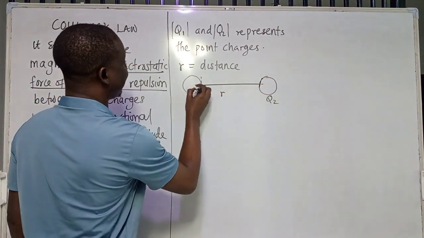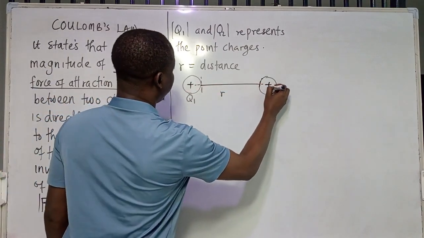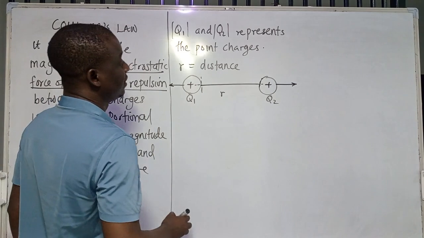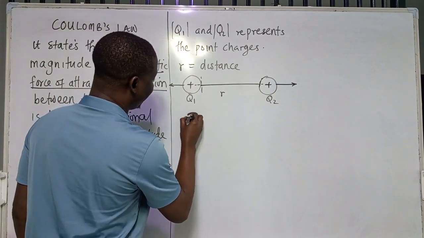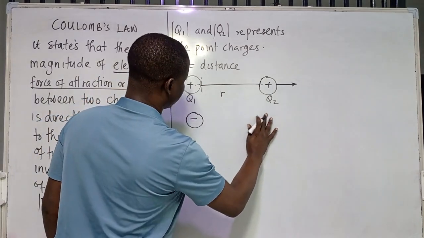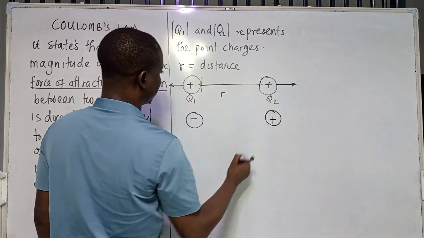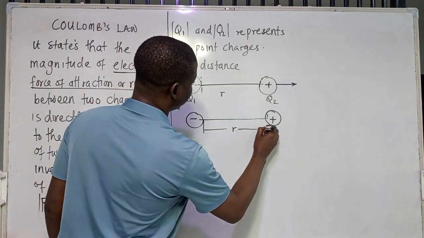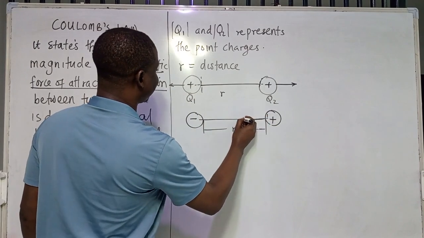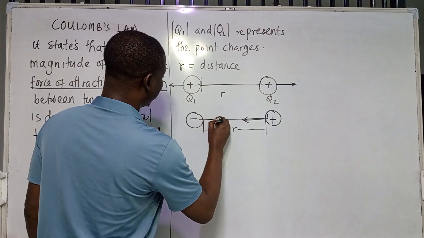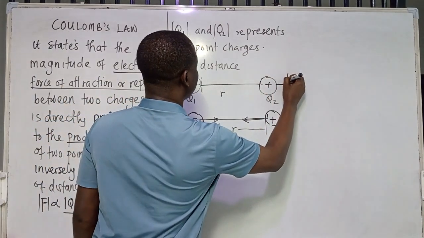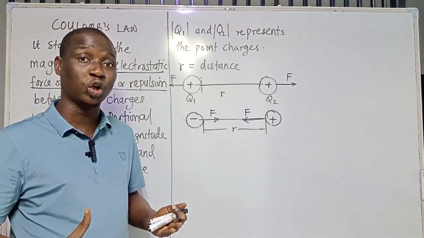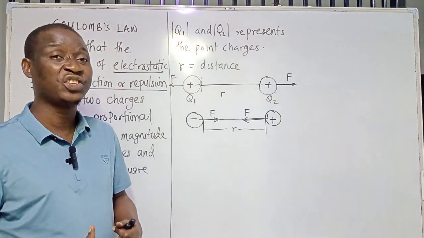Now, if they are like charges, for example, positive and positive, then it will repel in the direction of the line joining the two charges. But if they are negative and positive, unlike charges, separated by a distance apart, which is R, they will attract in the direction of the line joining them. So this one is F, and if this one is F, this one will be F. It means that they still obey Newton's third law of motion.